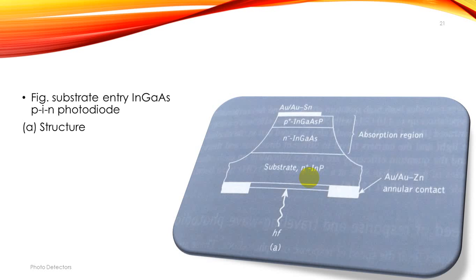To enable smaller devices with lower capacitance to be made, a substrate entry technique is employed. In this case, light enters through a transparent indium phosphide substrate and the device area can be fabricated as small as may be practical for the bonding.